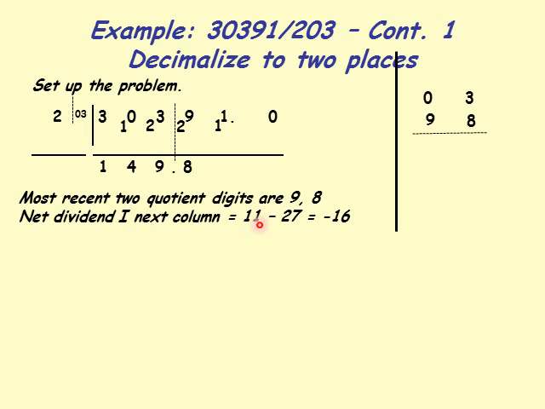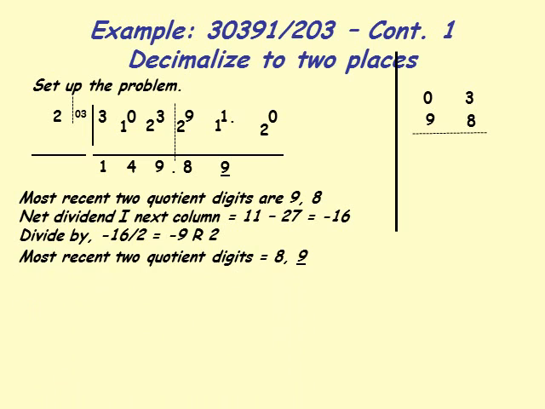In the next column we have 11 minus 27, which is minus 16. Now we divide by 2, we get minus 9, remainder 2. I keep doing that, rather than saying minus 8, remainder 0. I use the altered remainder. So minus 9 and the remainder is 2. Now we have 8 and a negative 9 as my most recent quotient digits.